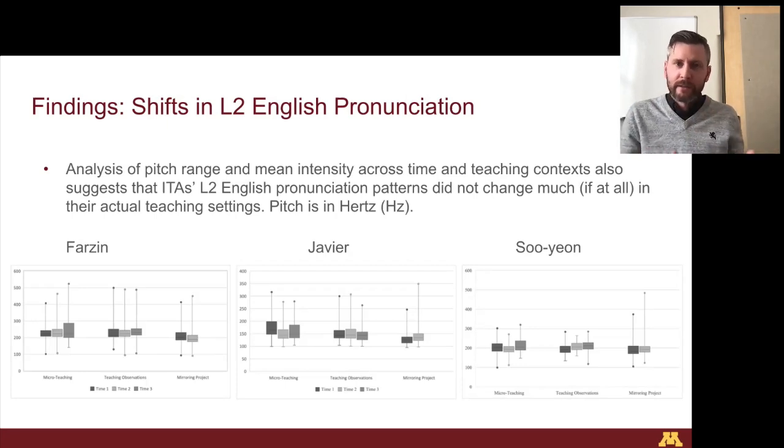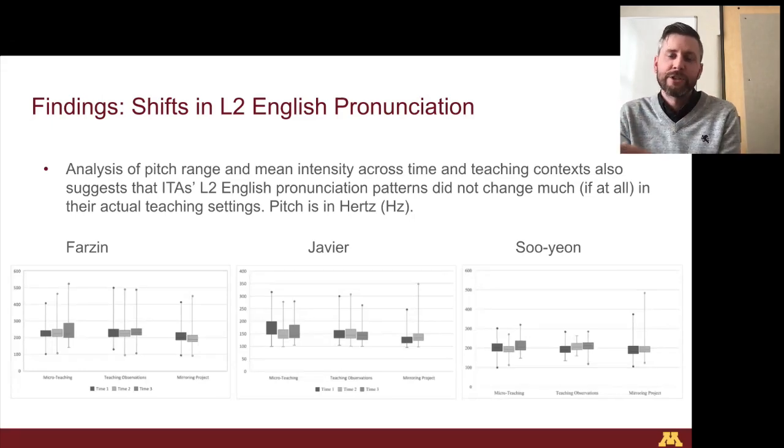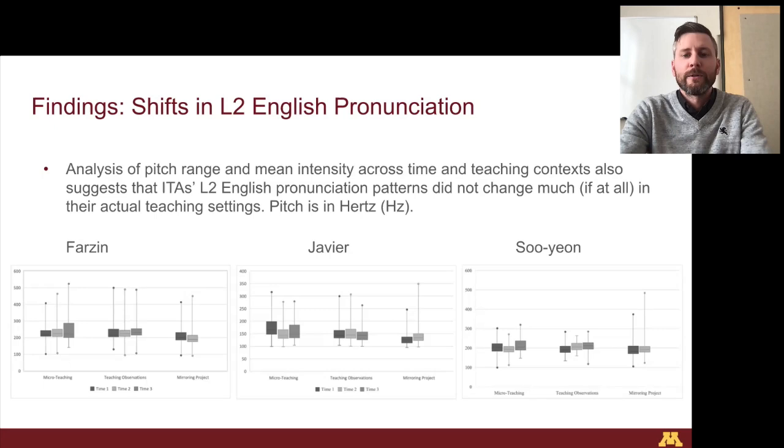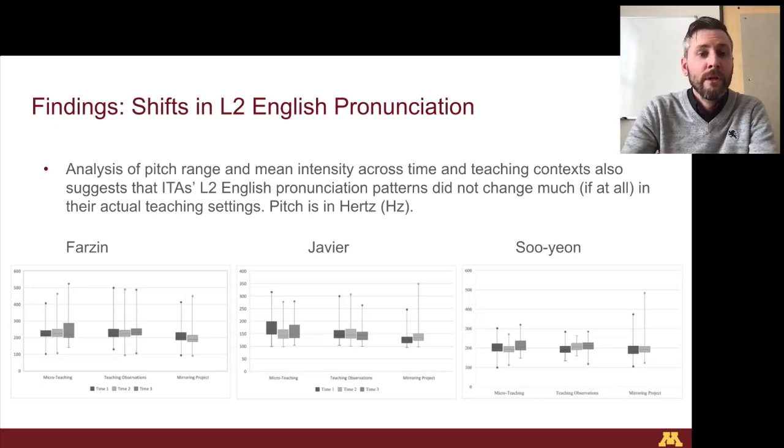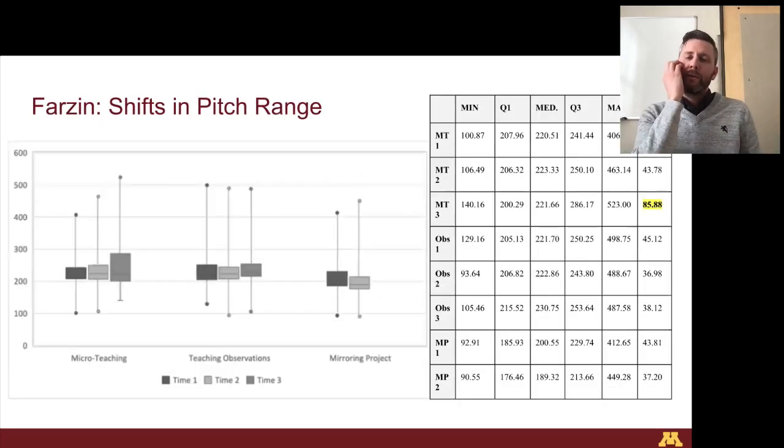But in general, it seems that pitch range and mean intensity did not change much at all in their authentic teaching observations, whereas there is some change in their micro teaching lectures. It's kind of similar to the holistic ratings that we saw. So I'm going to blow up these and go through one by one and talk through the descriptive statistics that support those more holistic ratings, I think.